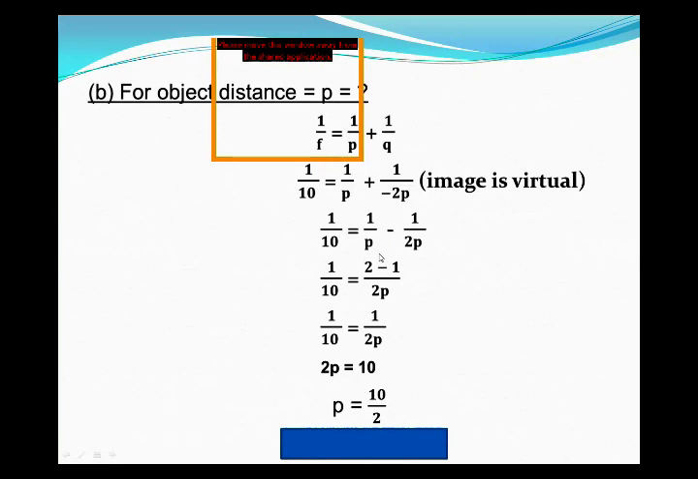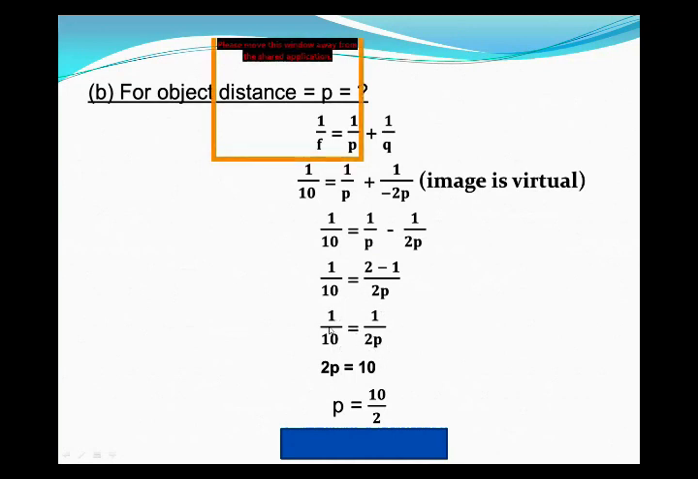After that, we will take the LCM. You know very well, the LCM will be 2P. After that, we compare the denominators with the LCM. Here is P, here is 2P. So we will multiply the first denominator by 2 and the numerator as it is. So 2 ones are 2, and we keep the minus as it is. 2P and 2P are similar, so we write 1 as it is. Now 1 over 10 is equal to 2 minus 1, that is 1. So it becomes 1 over 10 is equal to 1 over 2p.